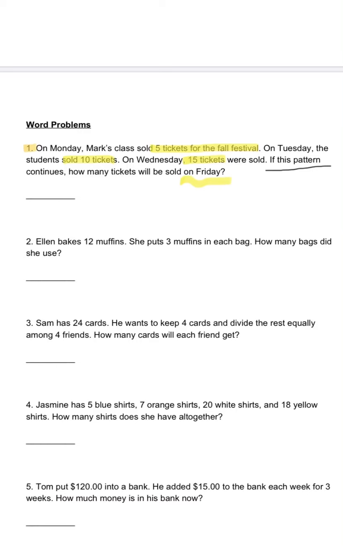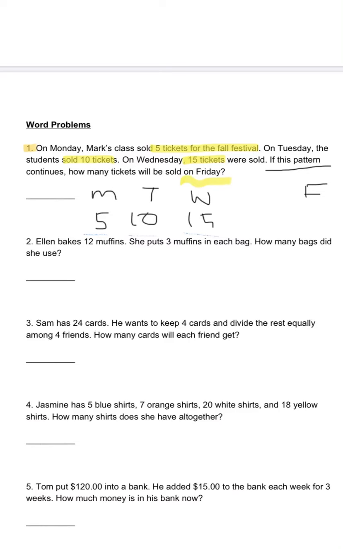So let's write down what we have. So it says on Monday, it was 5 tickets. And then on Tuesday, it was 10 tickets, right? And then on Wednesday, it was 15 tickets. And we are trying to find how many tickets were sold on Friday. Okay, so what's the pattern here? Well, we could kind of see that it's going by fives, right? It's a 5 times table.